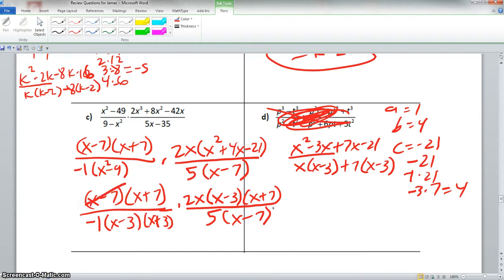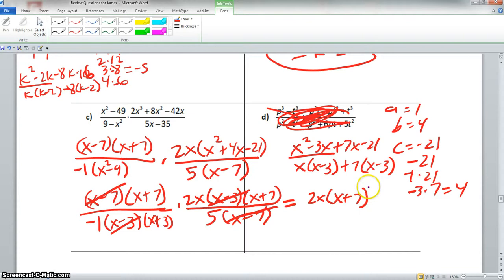This x minus 7 and this x minus 7 will simplify out. This x minus 3 and this x minus 3 will simplify out. Now nothing else simplifies out. So what we will have here is 2x times x plus 7.